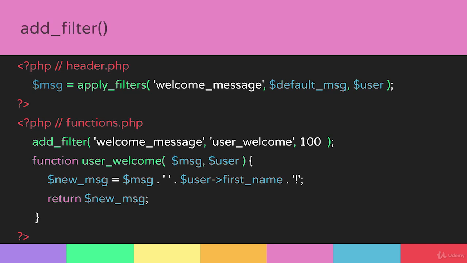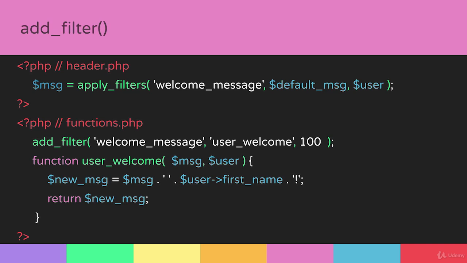It also lets us create a new message combining the original message here down inside our user welcome function, and we're combining that original message and concatenating a space and then using the user first name followed by an exclamation point. This means that if someone's logged in and we have that custom user, they're going to be getting a custom welcome message. Then the most important part of working with filters is we have to return that data back.